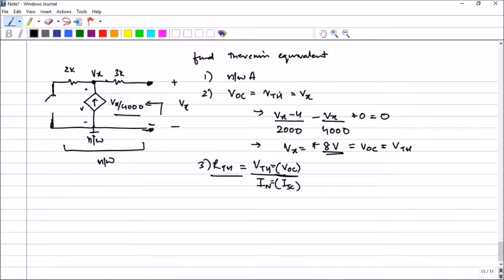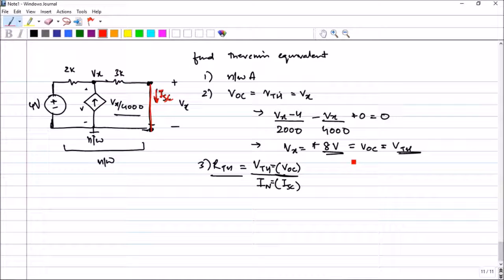So let me redraw this voltage source. This was 4 volts, right? Now VTH you have already found to be 8 volts. The next thing to find is the ISC. What was the procedure to find ISC? You take terminal A, this open circuit terminal, and you short it. This particular current, ISC, is the short circuit current, right?